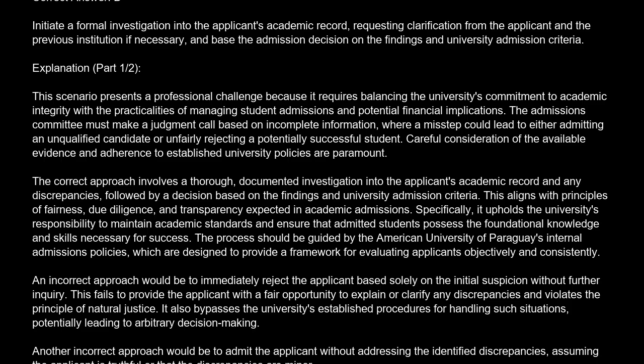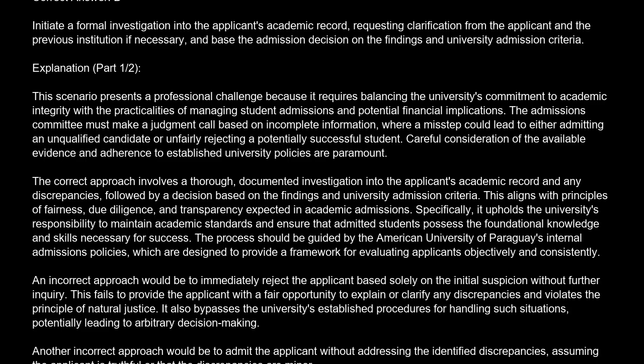of managing student admissions and potential financial implications. The admissions committee must make a judgment call based on incomplete information, where a misstep could lead to either admitting an unqualified candidate or unfairly rejecting a potentially successful student. Careful consideration of the available evidence and adherence to established university policies are paramount. The correct approach involves a thorough, documented investigation into the applicant's academic record and any discrepancies, followed by a decision based on the findings and university admission criteria.